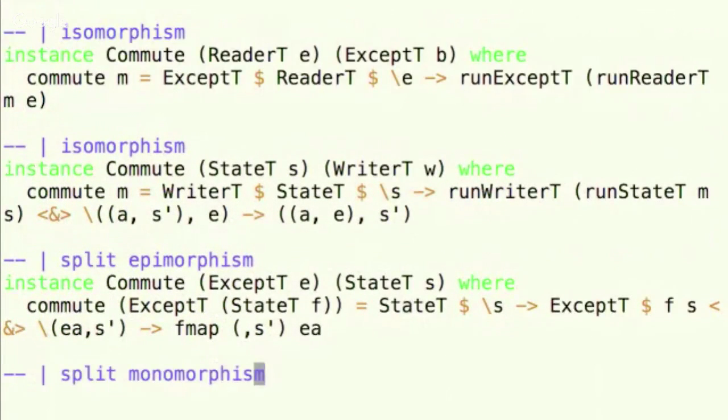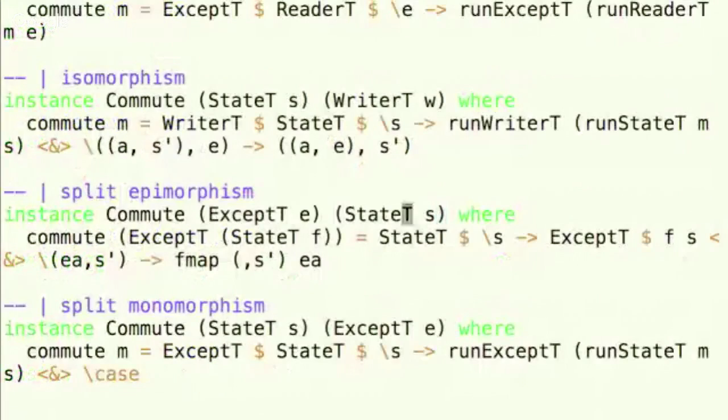Except with state, it is not semantics preserving. So we have the exception transformer and state. In one layering, we have a state when we fail. We have state that survives failure. In the other setting, we have the either on the inside.